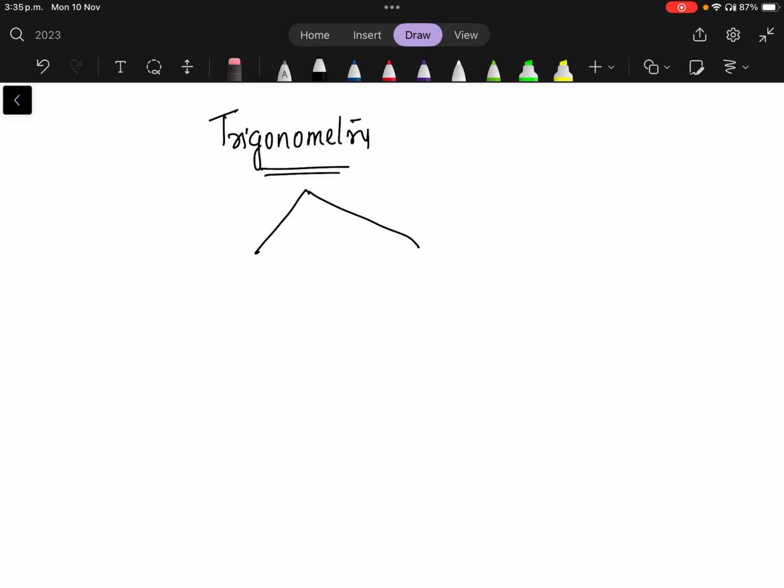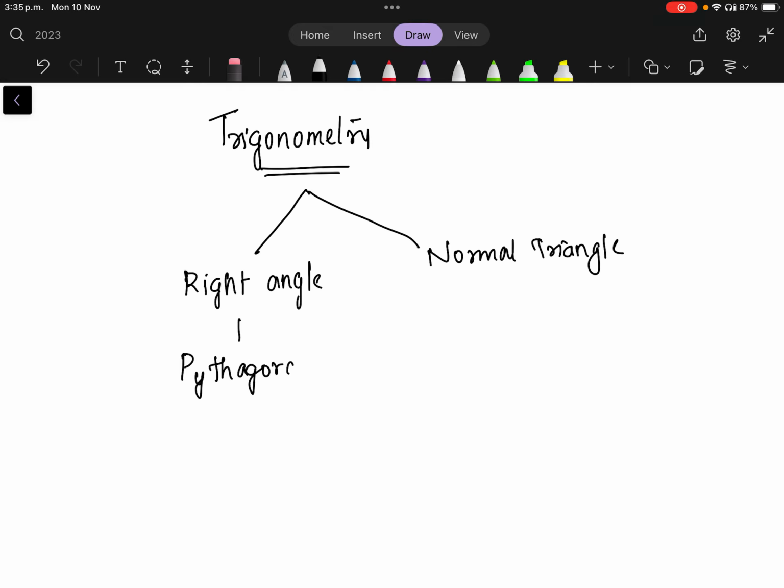Whenever you talk about trigonometry, there are two things which you need to remember. First one is whether it is a right angle triangle or not. If it is a right angle triangle or a normal triangle, I will just write it here, normal triangle. If it is a right angle triangle, you can work with Pythagoras theorem.